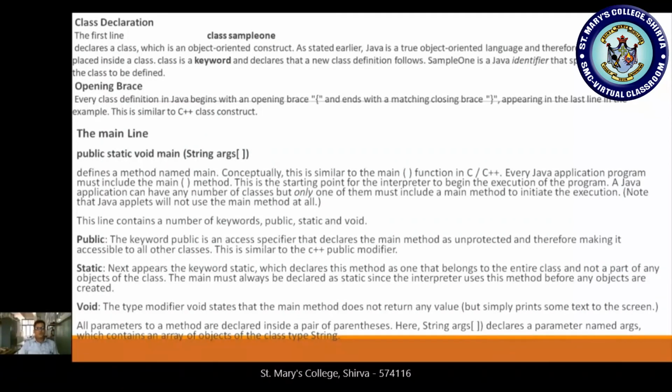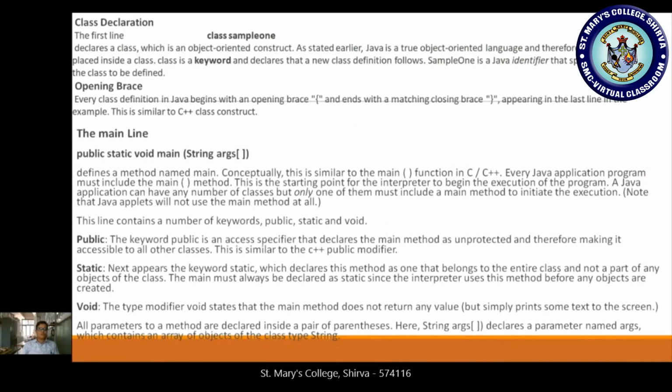Here the concept of public static void main: it is a main method. It is just like the main function in your C and C++. It consists of a main method followed by a set of statements. Let us see what these keywords specify.